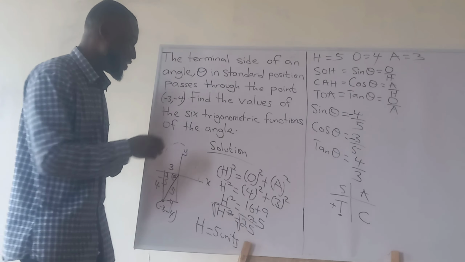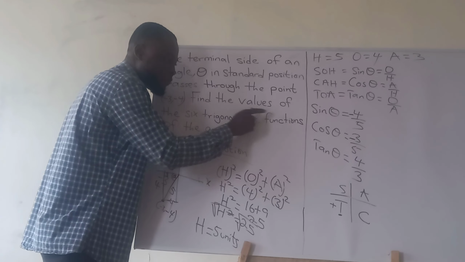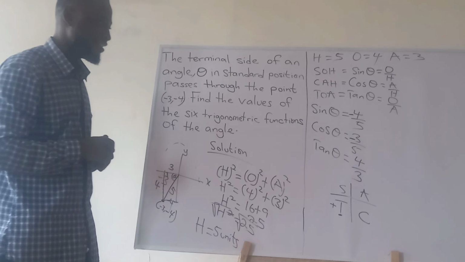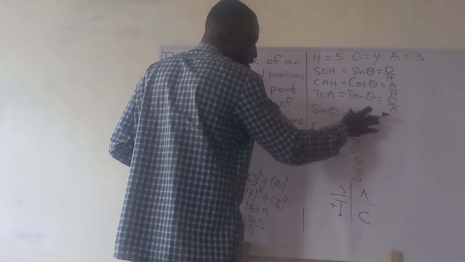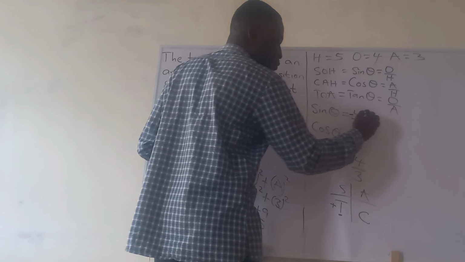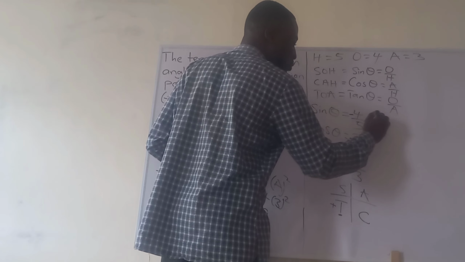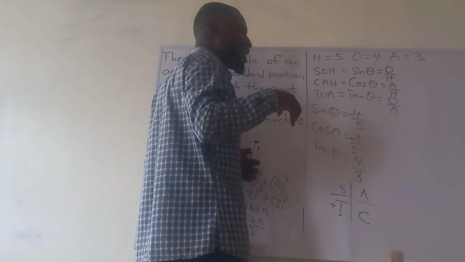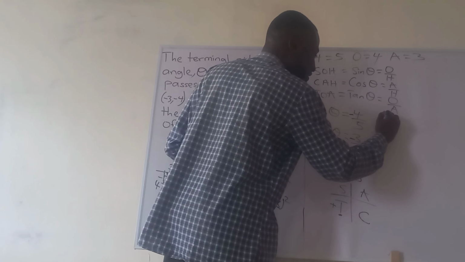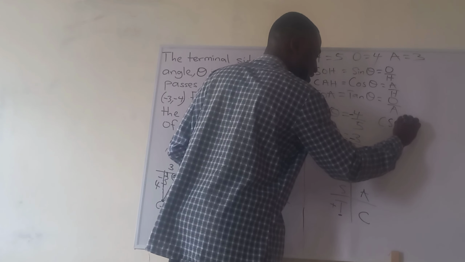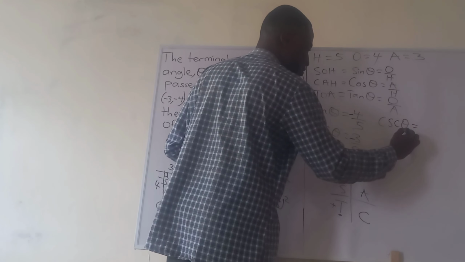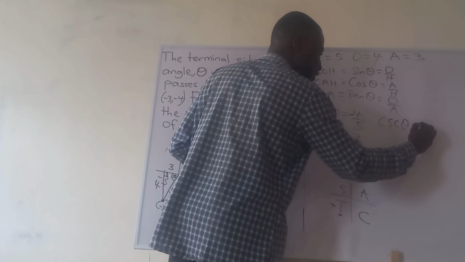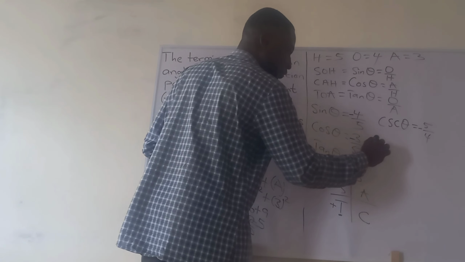But the question says 6 trigonometric functions. That's the reciprocal of the three functions. So what's the reciprocal function for sine theta? It is cosec theta, cosecant. Some shorten it as cosec and some shorten it as CSC. So let's use the CSC. CSC theta equals the reciprocal, that's negative 5 over 4.